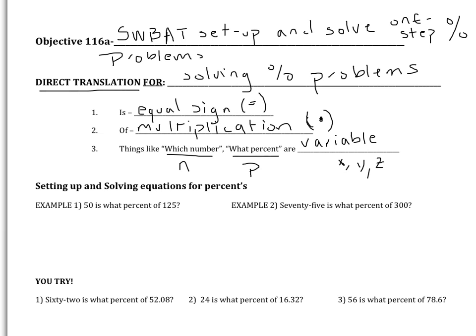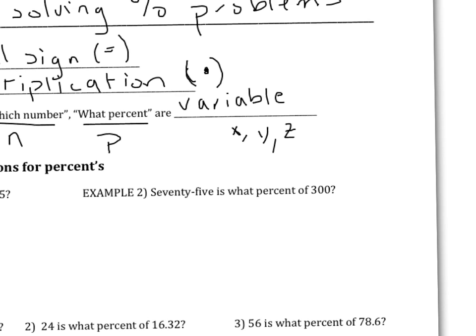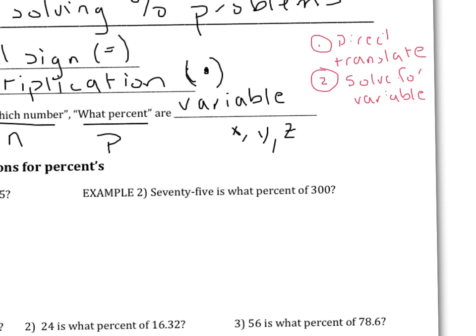Alright, before we start going over some examples, I want you to write down a couple of general steps to follow, and we're going to write them right over here. When you're solving these percent problems, your first step is to direct translate. And we'll talk about what that means in a second, but that means you take what you see in words and you translate it into mathematical language. Your second step is going to be to solve for the variable. In these problems, we're going to have variables, so you're going to solve for the variable.